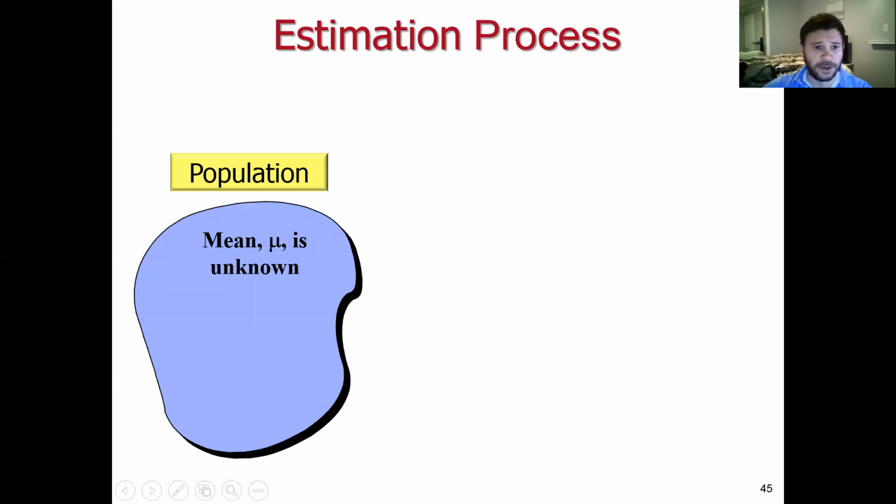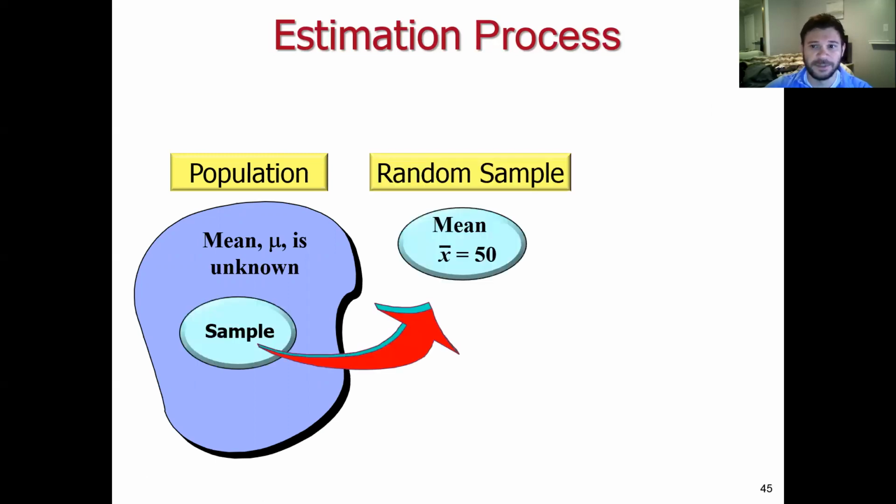So let's not forget about the estimation process itself. This is a process where we're taking a population, some group of interest. We are looking at a subset of that population, a smaller subset, because looking at the entire population may not be feasible or may be very costly.